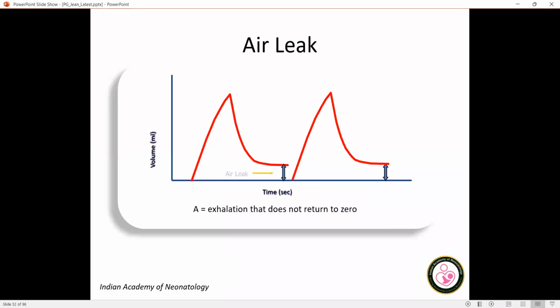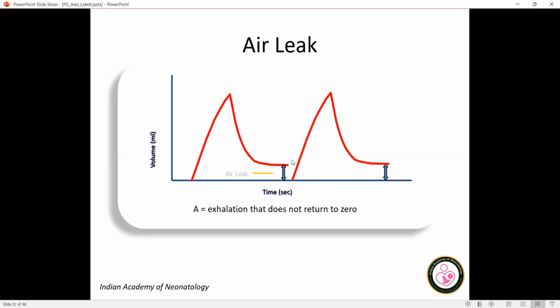So actually air leak can be better identified in a volume waveform. We can see that in the volume waveform, this exhalation part is not reaching the baseline. Means the air has already leaked out. The initial air from the inspiratory part, before the expiration reaches zero, has already leaked out from the lungs. So it is not touching the zero line.